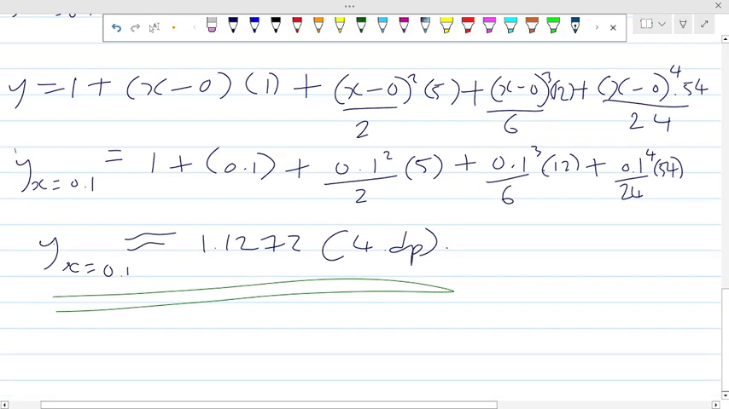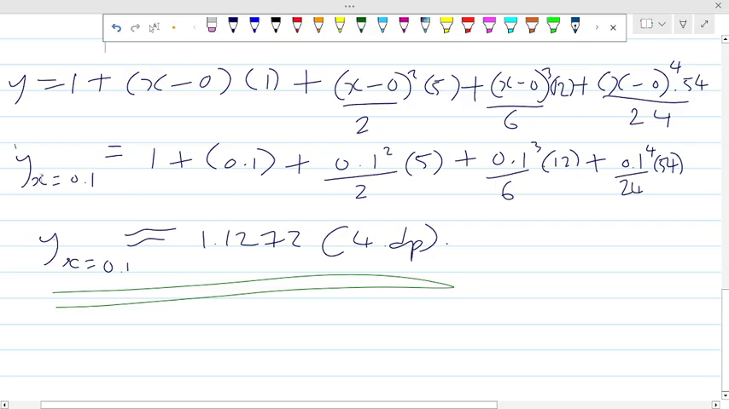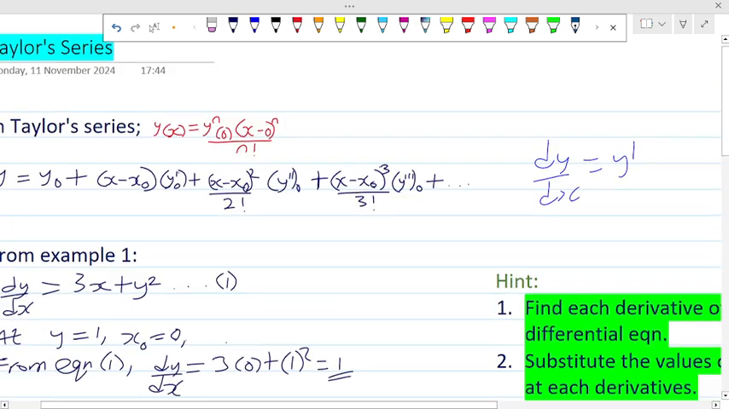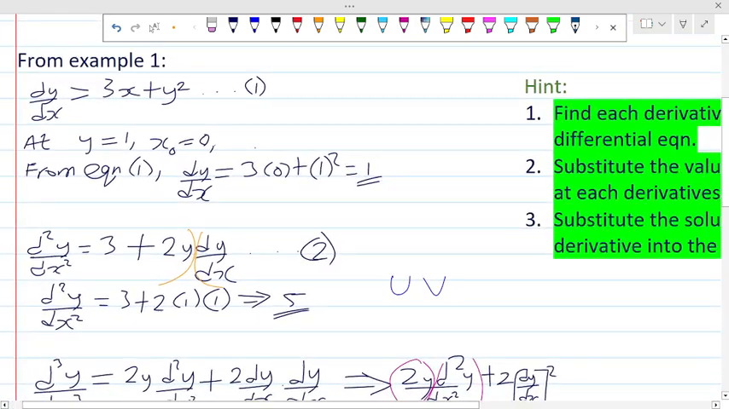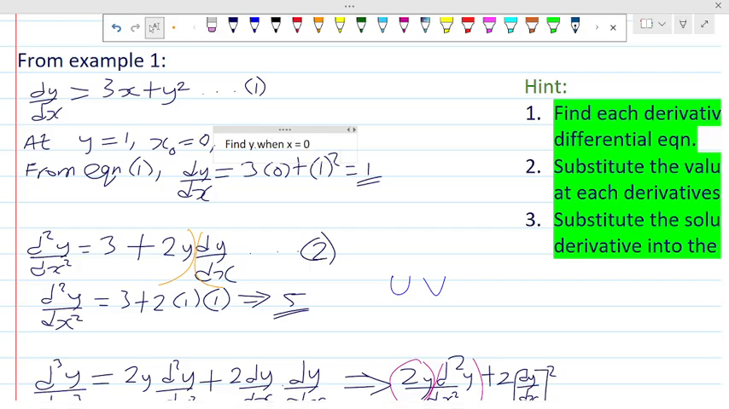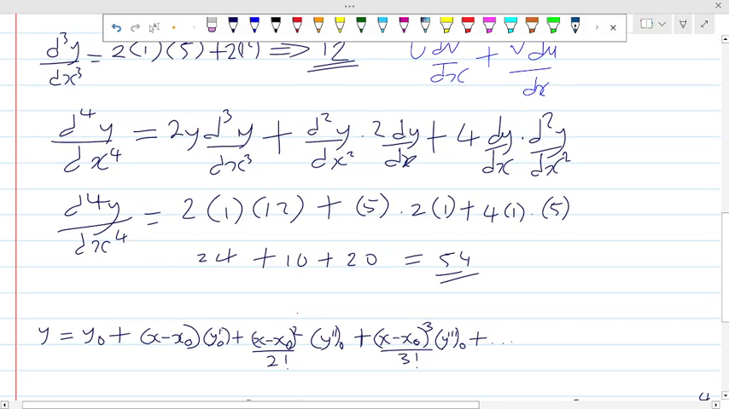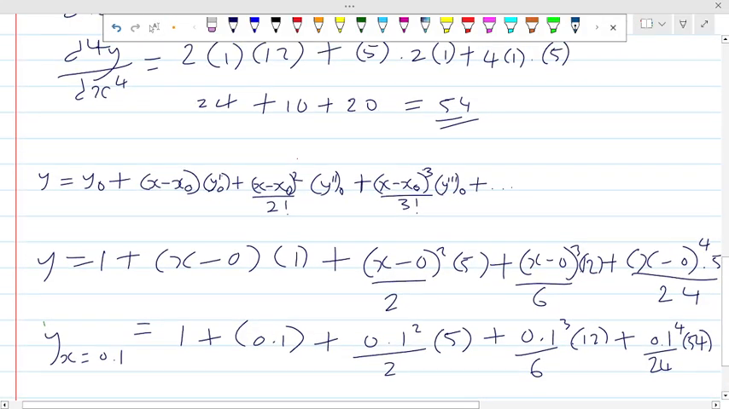Okay, so now the question is, what is y when x equals 0.1? I think we have that in the question. Okay, I should have included that, because that's what part of the equation is in my notes. I think it should be in your notes too. So the question is find y when x equals 0.1. Yeah, that's the question.